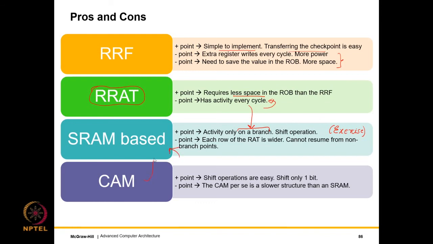A CAM based approach is, needless to say, much more efficient than an SRAM based approach, because we are only shifting 1 bit. But the overhead is that you are using a CAM, which by itself is a slower structure than an SRAM.